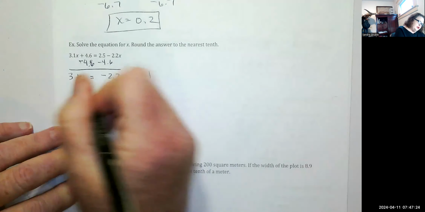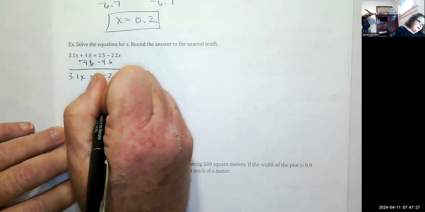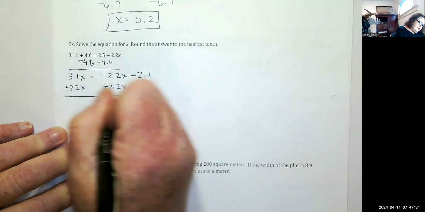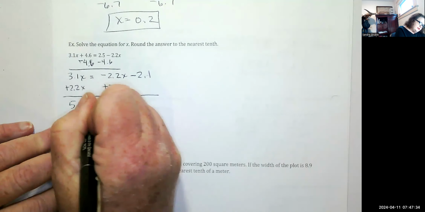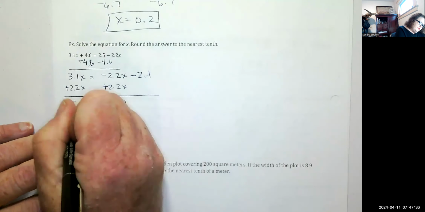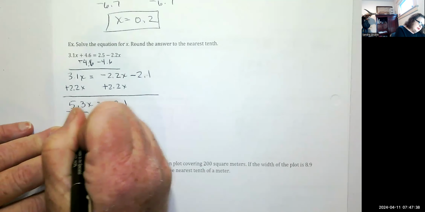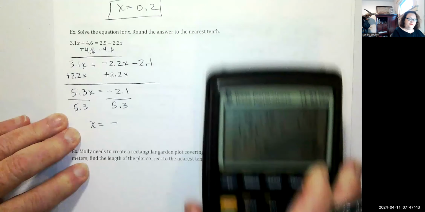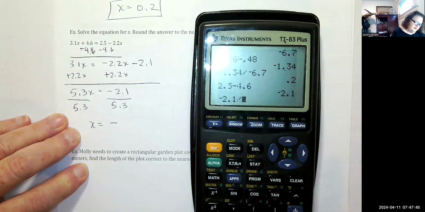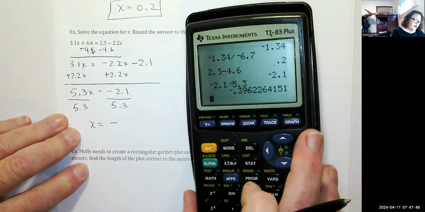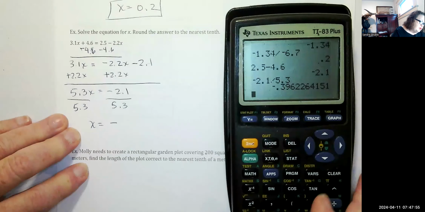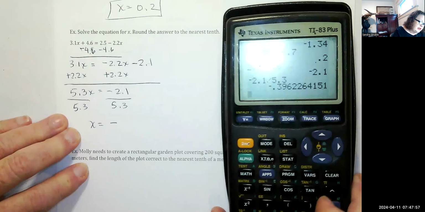All right, now let's move our 2.2x, move our x to the other side by adding it. And we get 5.3x is equal to negative 2.1. And now we have to divide both sides by 5.3. Our answer should be a negative. Oh, Lord have mercy. Okay, did I do anything wrong? I just want to make sure that we're not doing anything crazy. Oh, no, it says to round the answer to the nearest tenth. So we haven't done anything crazy.